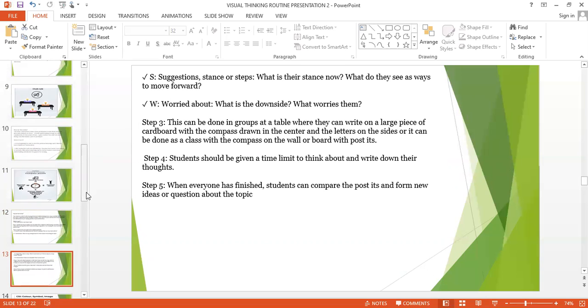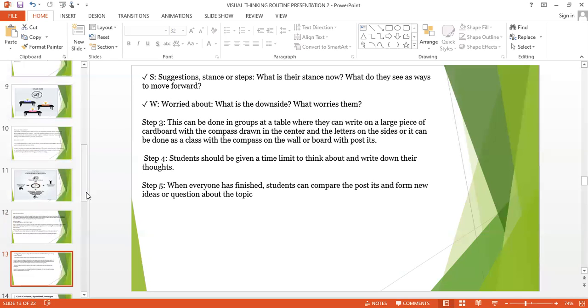S stands for suggestion, stance, or step. So, what is their stance now? And what do they see as ways to move forward? And the last one, that is W. W stands for worried about. What is the downside or what worries them?